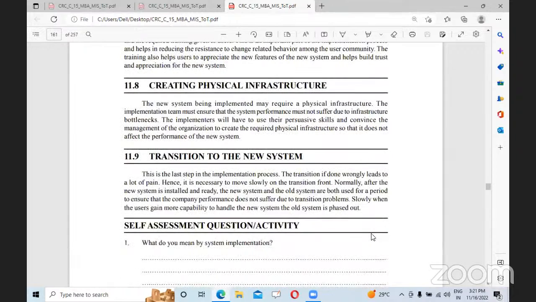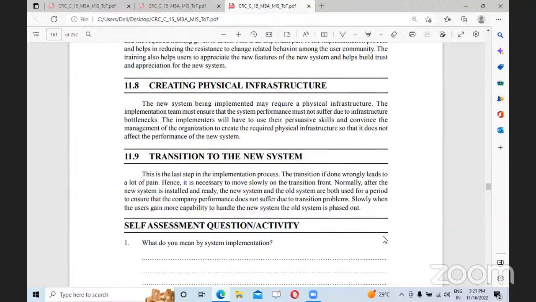Next point is creating physical infrastructure. The new system being implemented may require physical infrastructure. The implementers must ensure that the system performance does not suffer due to infrastructure bottlenecks. The implementers will have to use their persuasive skills and convince the management of the organization to create the required physical infrastructure so that it does not affect the performance of the new system.